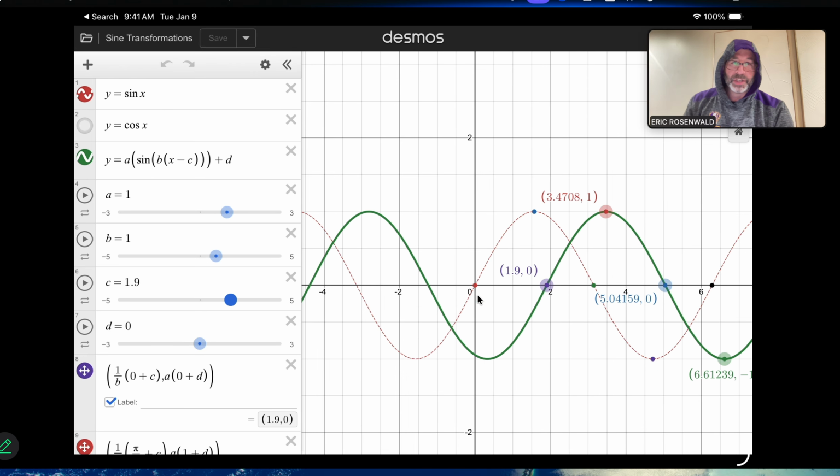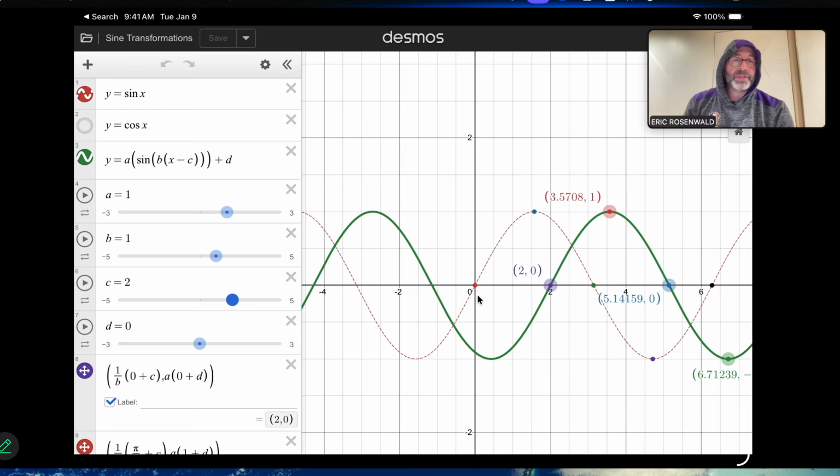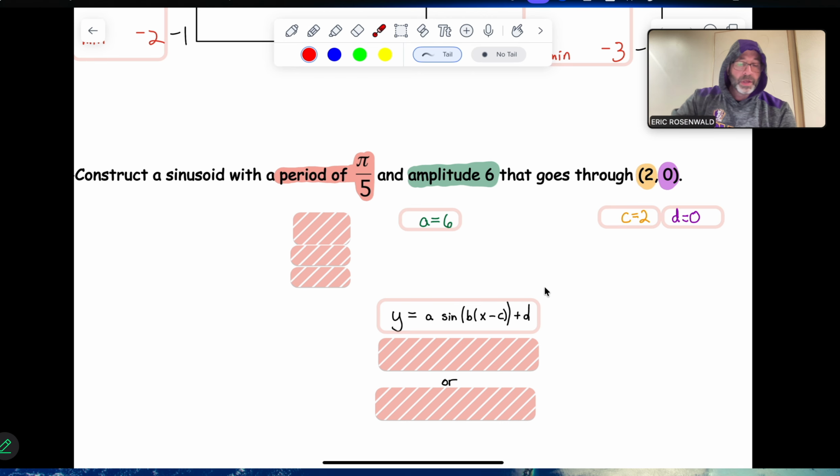The C value changes here. You see that? I'm moving this side to side. And when I move to the right to 2, 0, you can see that my graph has shifted to the right 2, and then it moved up 0. And that's got the point that we need. Okay? So that's my C and my D value taking place there.